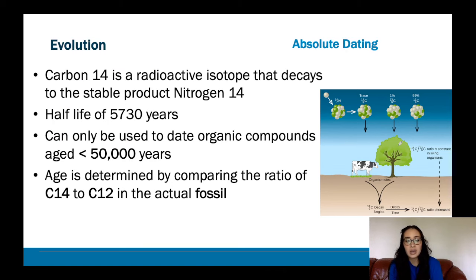Absolute dating is a method whereby you can actually date an organism quite accurately. So we have to talk about carbon dating and uranium lead dating. So what happens is that you've got carbon-14, which is a radioactive isotope. It wants to decay to nitrogen-14, which is a stable form. It has a half-life of 5,730 years. So say a dinosaur dies, it has this much carbon-14 in it. Pretend that's completely colored in.